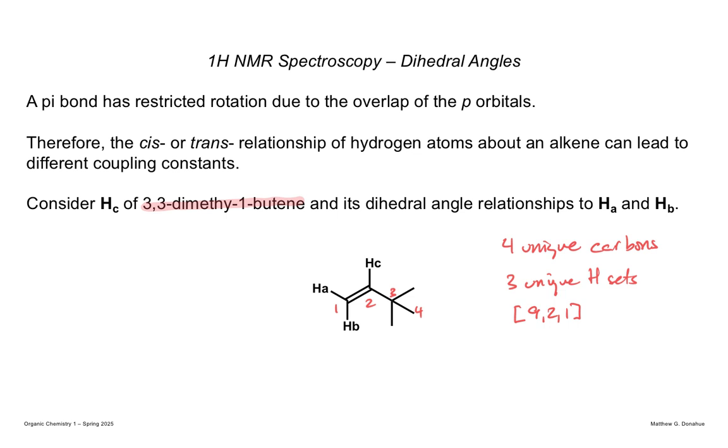But what's weird about this case is here you have a pi bond. Remember that the p orbitals overlap so that you no longer get free rotation. So initially, while you might think that the hydrogens A and B on carbon 1 are the same, they actually end up being different because that bond does not rotate. So they're different in relation to the neighbor on carbon 2.